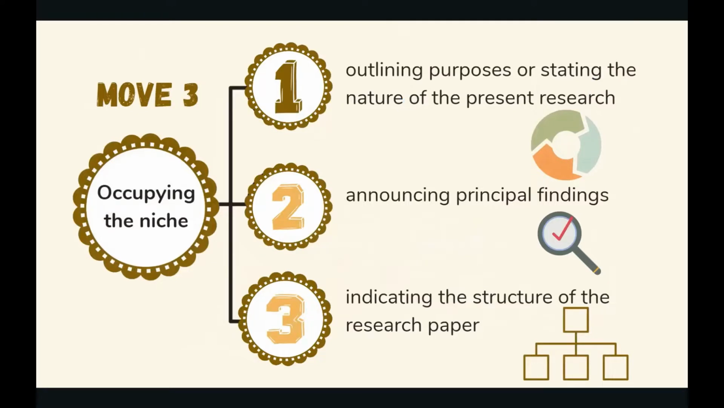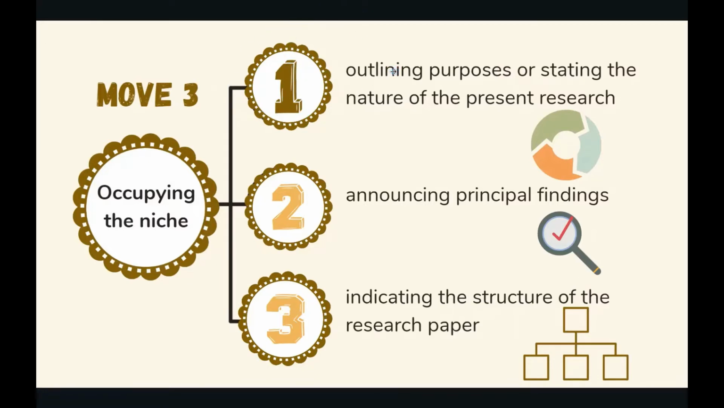outlining the nature of your present research. So that's the thing that you will do in your move three. So I think the relevant steps here are outlining the purpose of your research, and then the third one, indicating the structure of the research paper. But I highly suggest to everybody is just simply have the first one, outline the purpose or state the nature of the present research. Okay, so just simply choose the first step here.